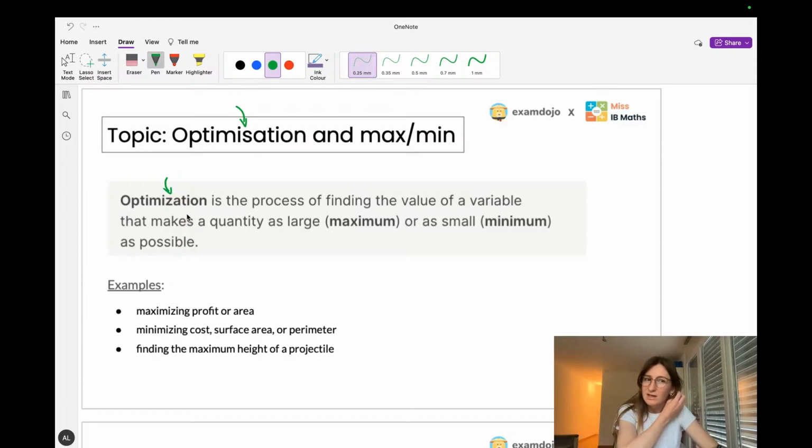We're IB, we're international. So it's the process of finding the value of a variable that makes the quantity a maximum or a minimum. So if you think about, let's say, maximizing the space that you have, if you have a plot of land and you want to build a house on it, you want to maximize the space that you use. So you want to optimize, make it an optimal situation.